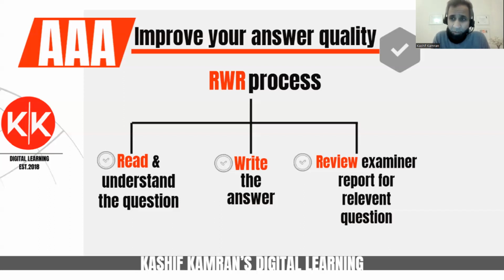So let's investigate what are the properties and qualities of this quality answer and what is the process you should undertake to improve the quality of your answer ahead of your upcoming exams. Now, I will be using a process which is known as the RWR process, and this will ensure that your quality of answer is boosted up. The first element of your quality answer is to read and understand the question.